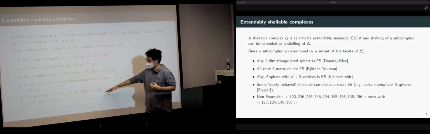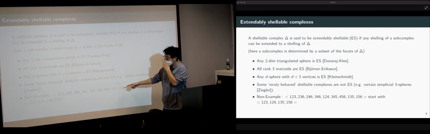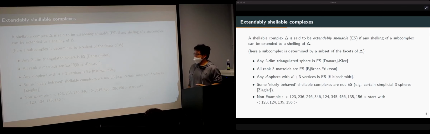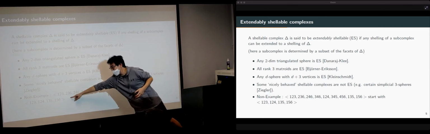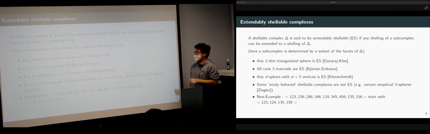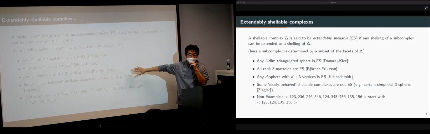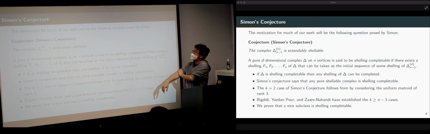Here's one that is quite small. This is a shellable complex. It's a pure complex of dimension 2 on 6 vertices. But if you start with this subcomplex, which is shellable, then it is actually impossible to add a facet from this list over here so that it is still shellable. So in general, extendably shellable is a property that fails quite often. This motivated the following question.